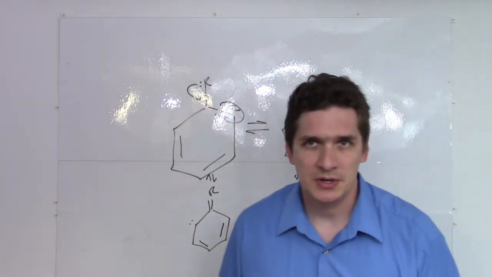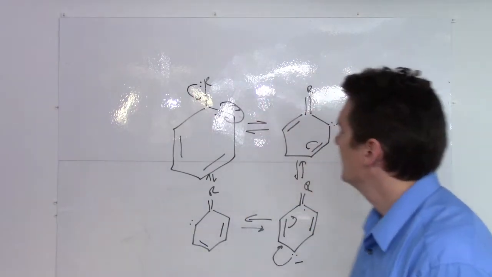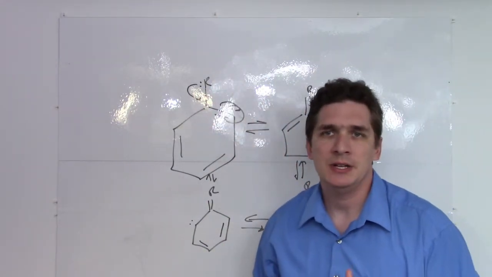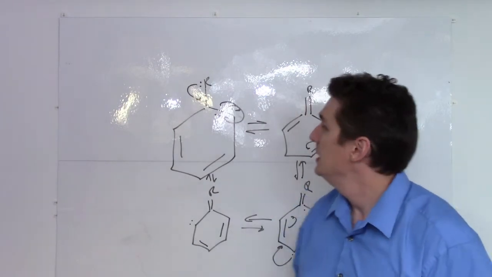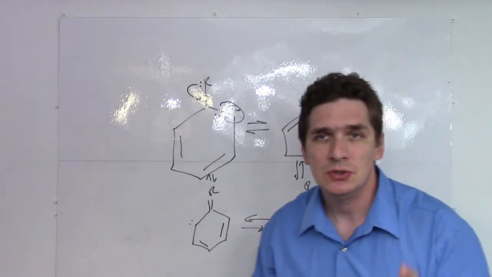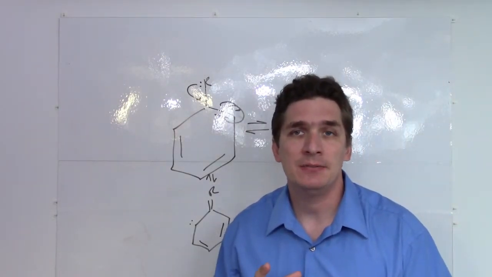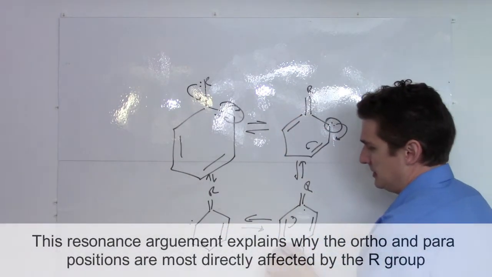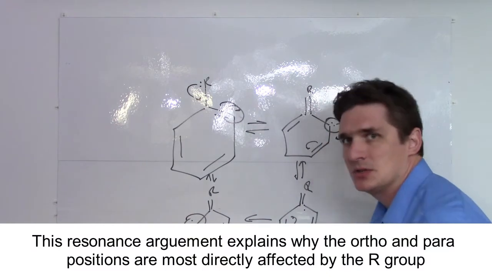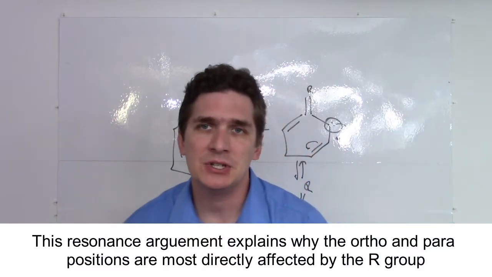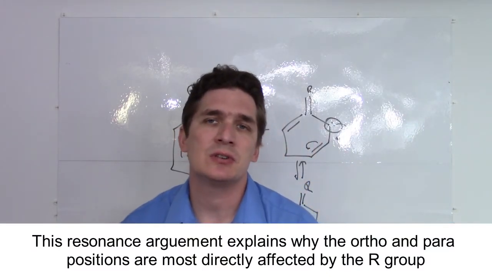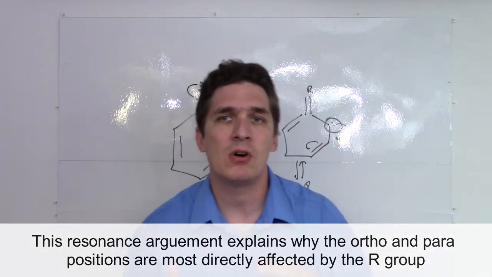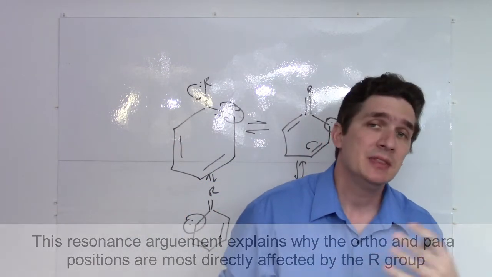Now, what's the point of drawing out these resonance structures? Well, here's the thing. If we have any R group attached to the benzene ring, by resonance, there are only two positions which are actually affected by resonance. And this is your ortho and para positions. So the ortho and para positions here are the only two positions that are directly affected by whatever R group is attached to the ring. And again, this is a resonance argument.